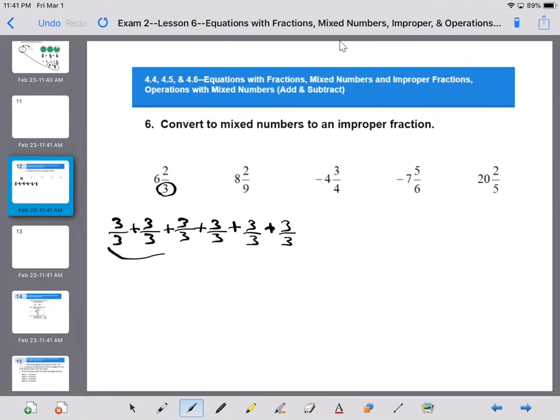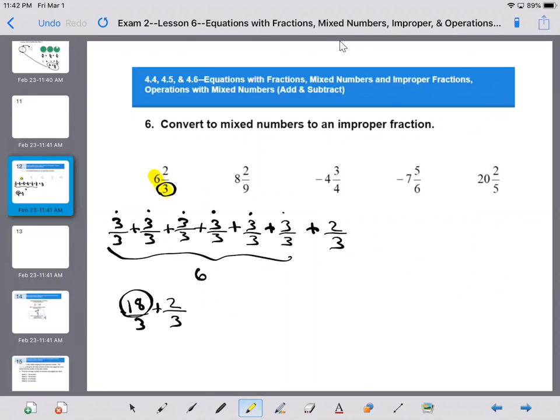So what will 6 groups of 3/3 represent? Well, that represents 6. But then we also have 2/3 at the end. So this is 3, 6, 9, 12, 15. This is 18 thirds plus the 2/3. Well, this 18 here can come from multiplying your 6 and your 3. That gives you 18 thirds plus the 2 that are remaining, which would give you your 20 thirds.